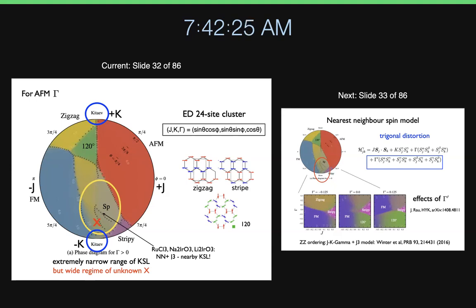So that means that this unknown X has some ferro as well as spiral type of correlations building up, but none of them are ordered within this numerical study. But because the zigzag correlations are built in already, if I have a small interaction, that may help to stabilize the zigzag order, and that will happen. And that's why this material does show a zigzag magnetic order.